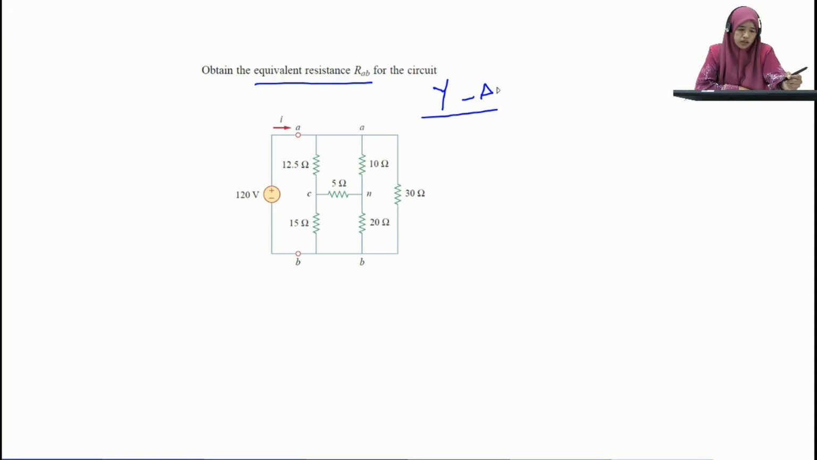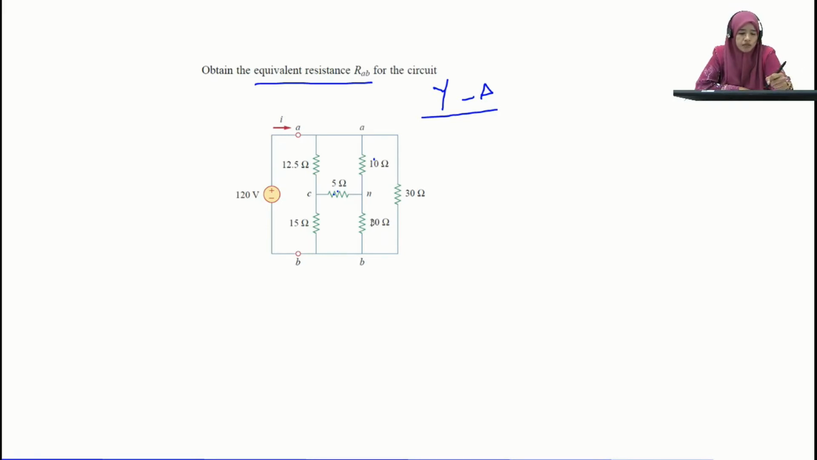So, as we can see, here we have two Y connections, which are 5 ohm, 10 ohm, and 20 ohm, or 12.5, 5, and 15 ohm. So these two are Y connections. So here we have two Y connections, but we also have a delta connection.